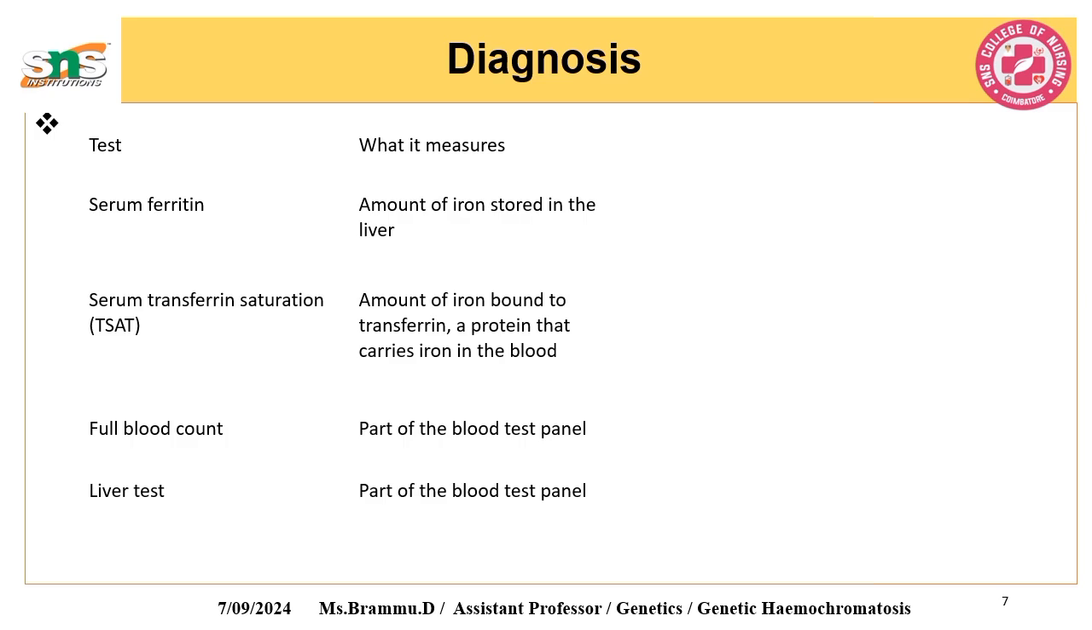The first test is serum ferritin. Then we can also plan for testing serum transferrin saturation, which we call TSAT. In this test we can analyze how much iron is bound onto the blood protein which is carrying the iron.